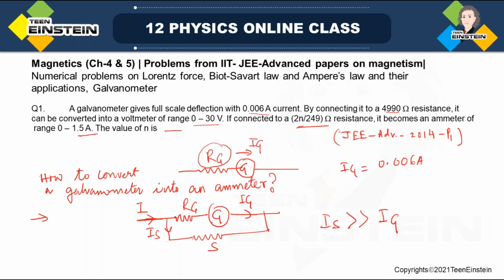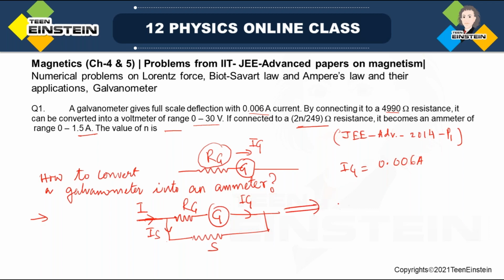But for working, the galvanometer needs a certain amount of current Ig that is very less. As you see, 6 milliampere, sometimes it can be microampere also. Okay, that much current the galvanometer will draw. We don't mind that. Okay, so this is the circuit diagram for converting a galvanometer into an ammeter. Now see what we can write from the circuit diagram.